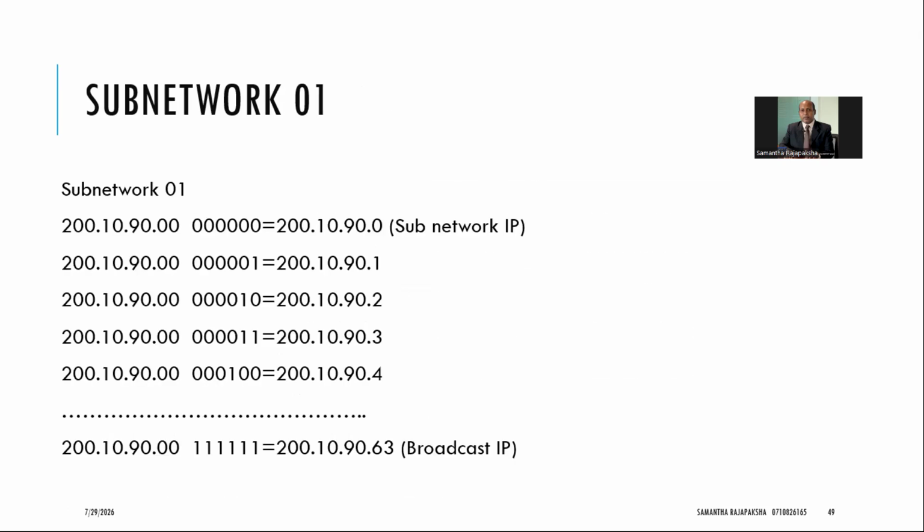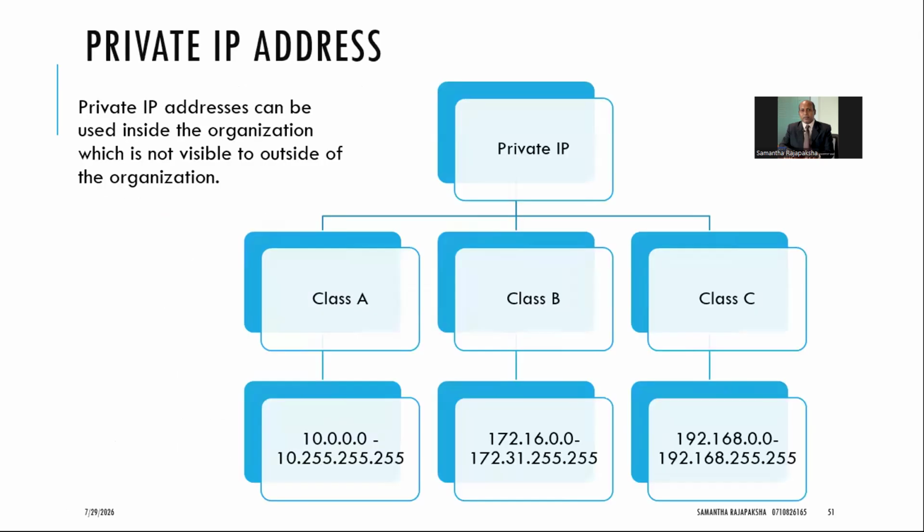That is how you get the 64 IPs. So first one will get 0 to 63. Second one will get 64 to 127. So like this, you can get the IPs easily.